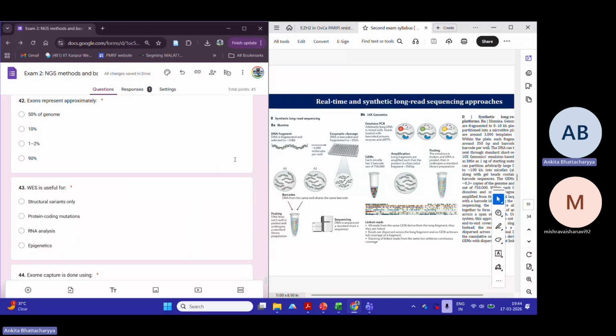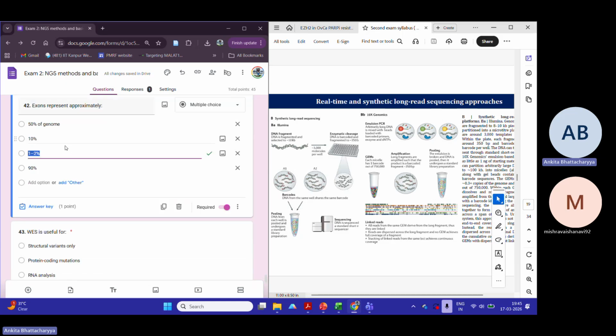Exons represent approximately 50% of the genome, 10% of the genome, 1 to 2%, or 90%. In this case, the correct option is 1 to 2%. So most of the genome actually is non-coding, and only a very, very minute fraction of the same is involved in representing coding genomes or coding genes.